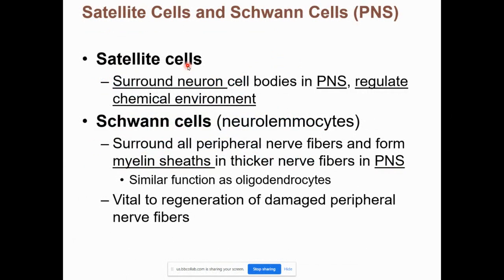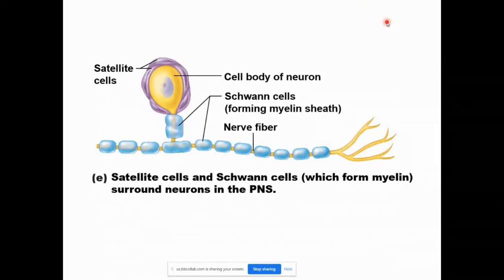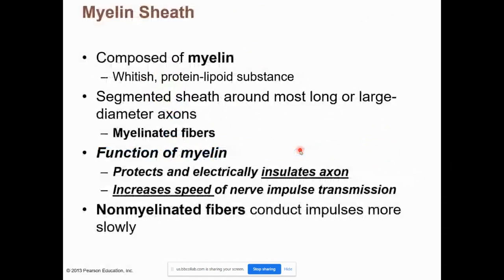And the last one is satellite cells. They regulate the chemical environment, so that's the only real thing we need to match there. These two neuroglia on this slide are the two that are found in the peripheral nervous system. And they're just showing us Schwann cells in the peripheral nervous system.